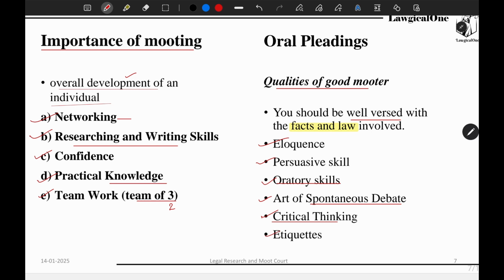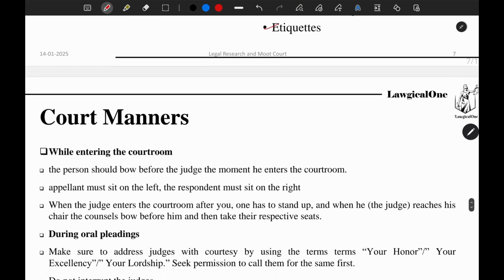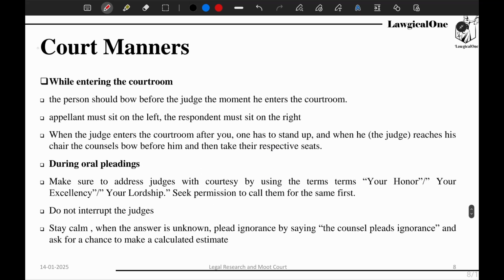Etiquettes are very important. Talking about etiquettes, let's come to the topic of court manners. Court manners are very important. Okay, you should bow before the judge the moment he enters the courtroom, whether he sees you or not. You should do this. Okay, there is a particular sitting arrangement. In that the appellant or the prosecution or the plaintiff or the petitioner sits on the left and the respondent sits on the right. Okay, respondent or the defendant, whatever the party may be, it sits on the right side.